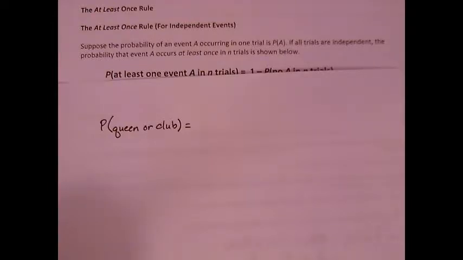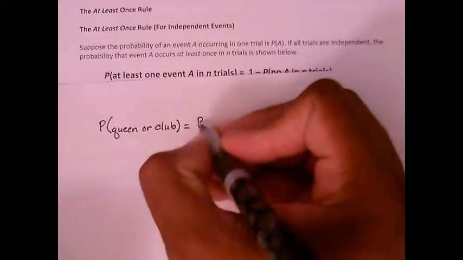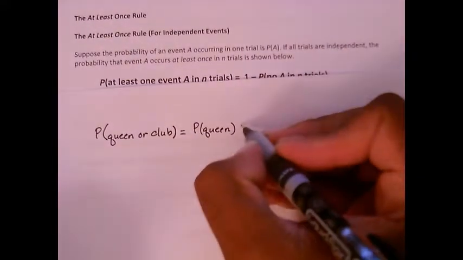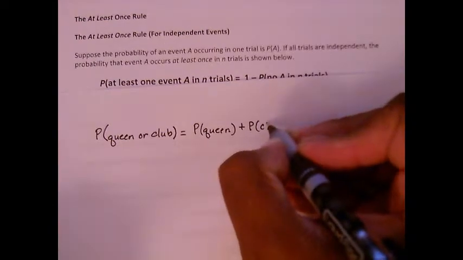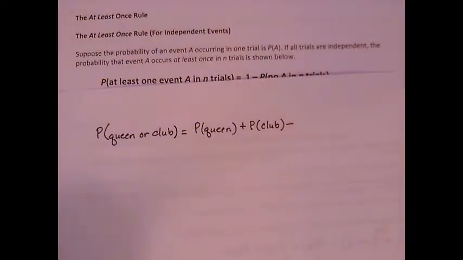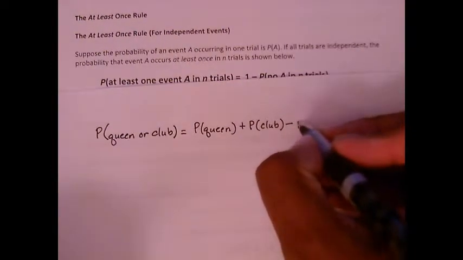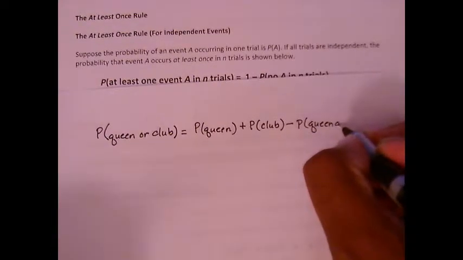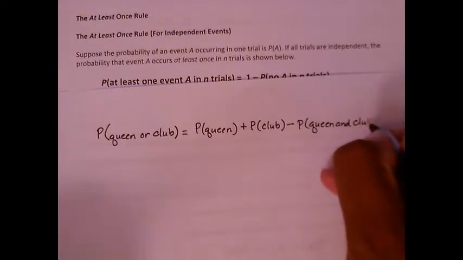Okay? So here, we have to do this. The probability of getting a queen plus the probability of getting a club. And then we got to subtract from it that overlap. We got to subtract that overlap of the probability of getting a queen and a club.